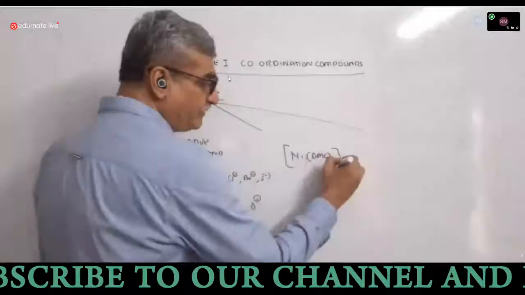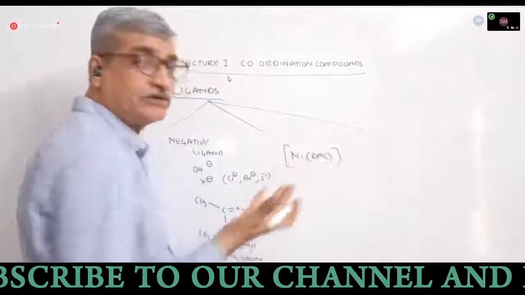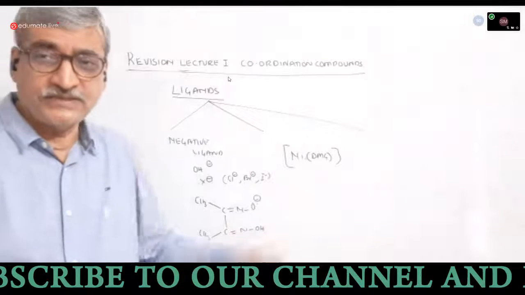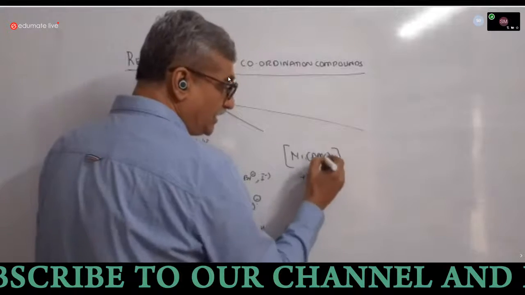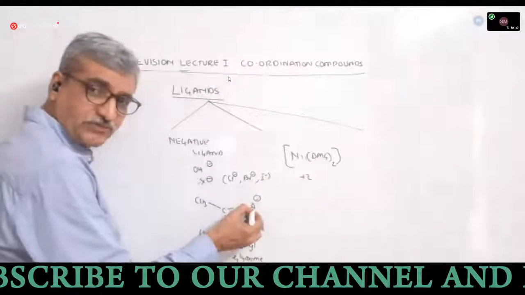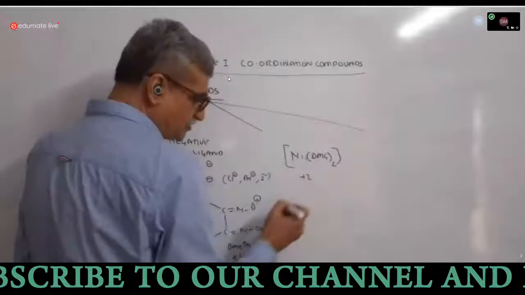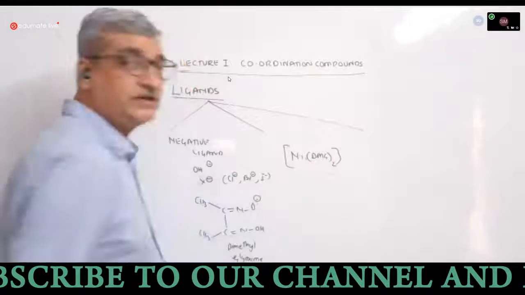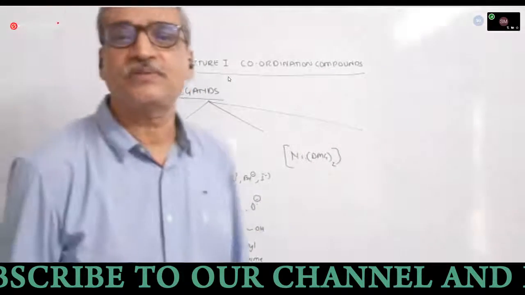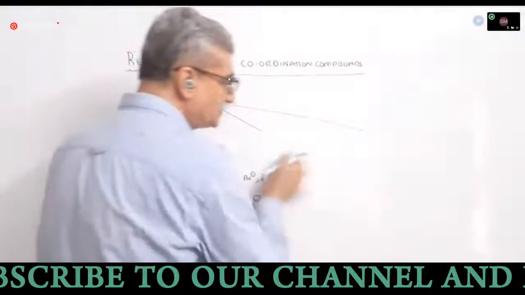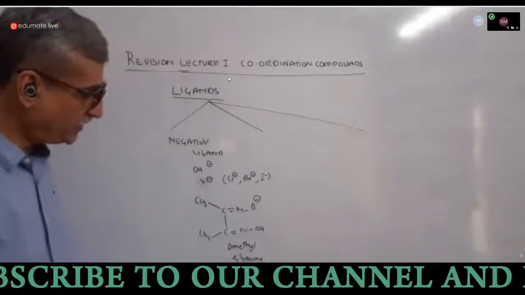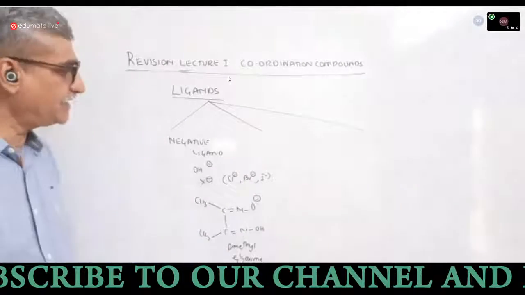see what happens is this will be a neutral compound. It will have no charge, no residual valency. Why? Because nickel was +2 and each dimethyl glyoximate was -1. So +2 with -2 becomes a neutral compound. Is this point clear? Okay. So this was about dimethyl glyoximate. So this is a negative ligand.